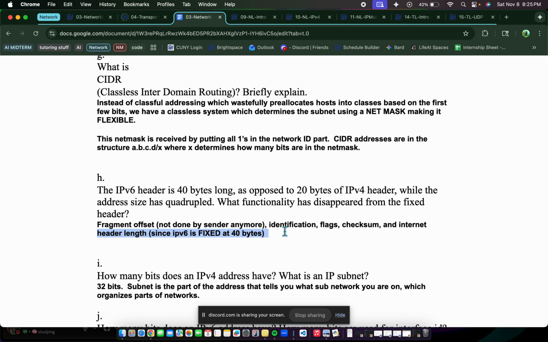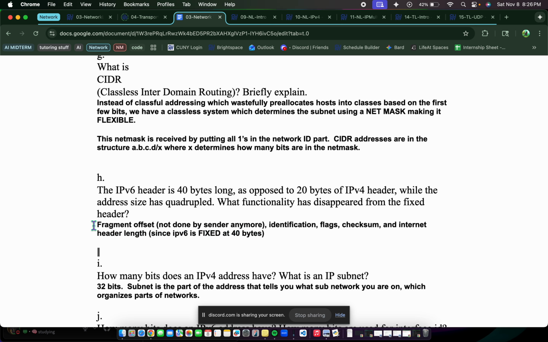We also don't need the header length because we make it fixed. IPv4 is not fixed, so because of that, it could fluctuate. This just says, okay, straight up, it's 40 bytes. Because of that, it makes things a little bit easier when parsing.